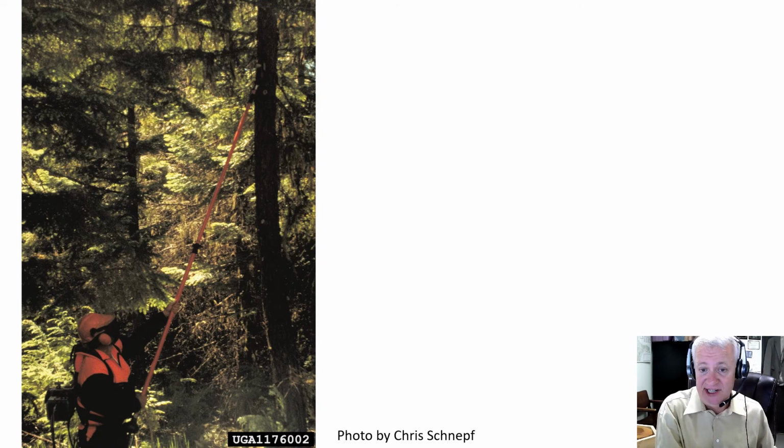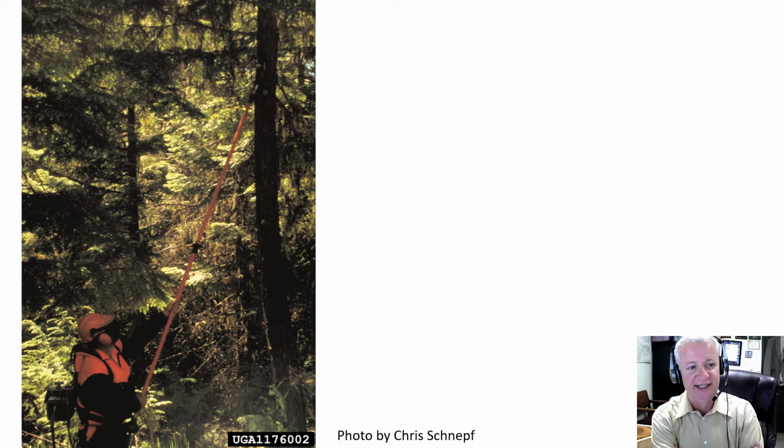Does that branch import carbon from the rest of the tree? Or once it becomes a source of carbohydrates, is it sort of on its own? It can't import carbon. And there was a lot of research on this in the 90s.